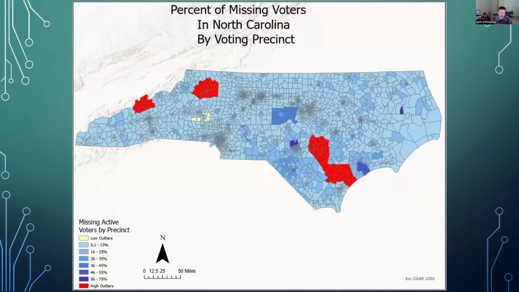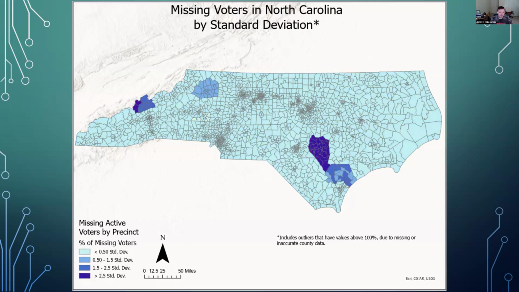So here are the results. I created a map. This is essentially the state of North Carolina. The deeper blue means that you have more missing voters, and lighter blue is fewer missing voters. Obviously, there are some red counties and yellow counties in there, and I'm going to talk about them in a minute. But I decided to run that same information using symbology for standard deviation, and those red counties are now the only blue counties.